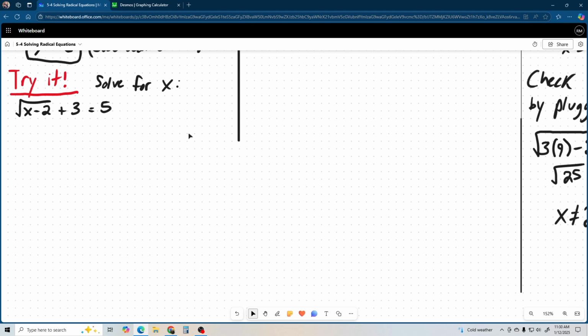All right, welcome back. Let's go ahead and do this problem. So the square root of x minus 2, plus 3, equals 5. The first thing we're going to have to do is get rid of this 3. We're going to have to isolate our radical. So minus 3 from both sides. But we get x minus 2. I don't know why I wrote 12.